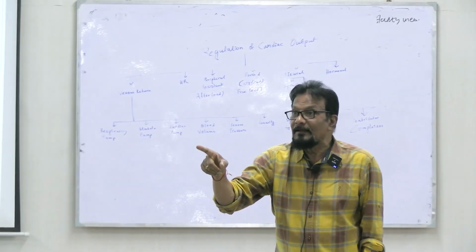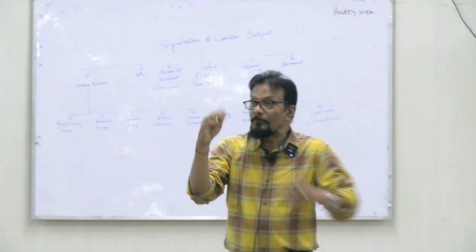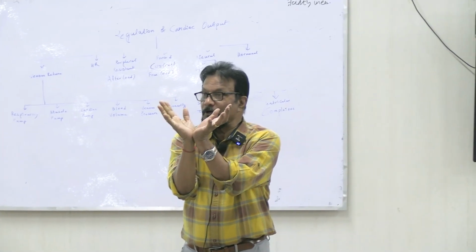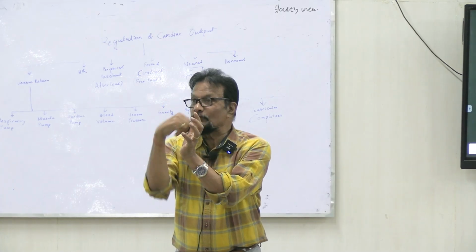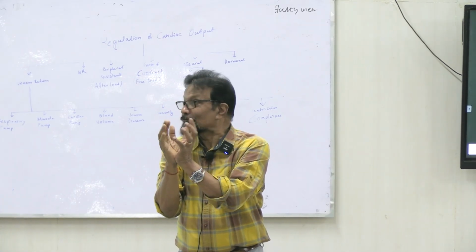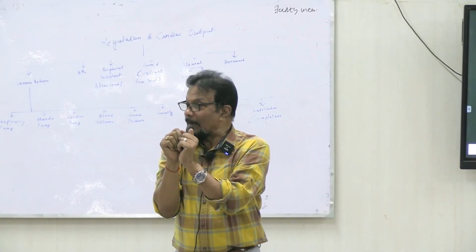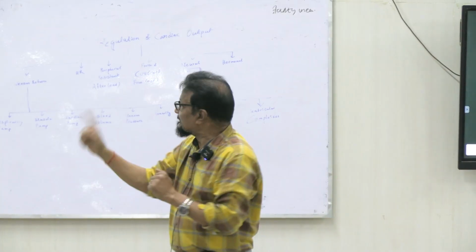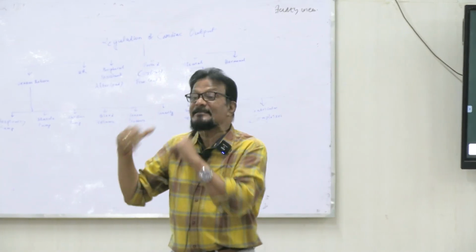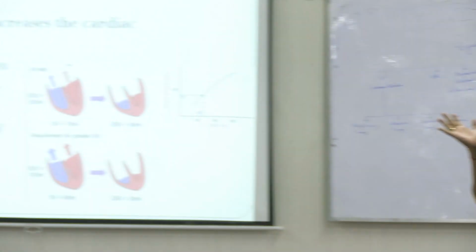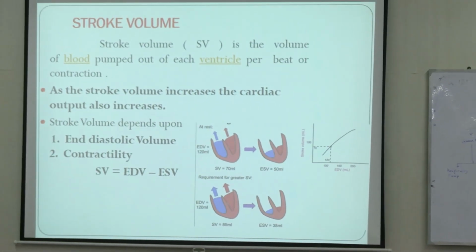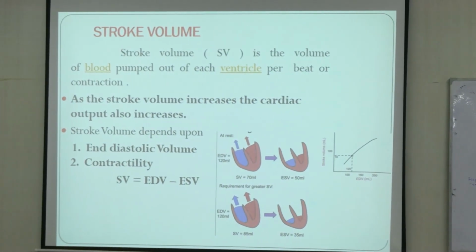Is that clear to you? At end diastole, the ventricle will be contracting, a certain amount of blood comes out, which is the stroke volume, and some blood is retained within the ventricle, which is the end systolic volume. So what is the stroke volume? End diastolic volume minus end systolic volume. Understood? Is that clear?